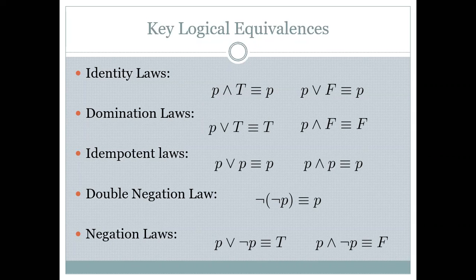We had the identity laws. I said some of these were acting like addition and multiplication with ones and zeros, which is the way that you'll see it in digital logic design if you happen to take that class at some point. Domination laws: P or true, that's automatically true, right? That makes sense. Whatever P happens to be, if you OR it with a true, it will automatically be true, yeah? The idempotent laws, the double negation law, the negation law: P or not P, that's obviously true.